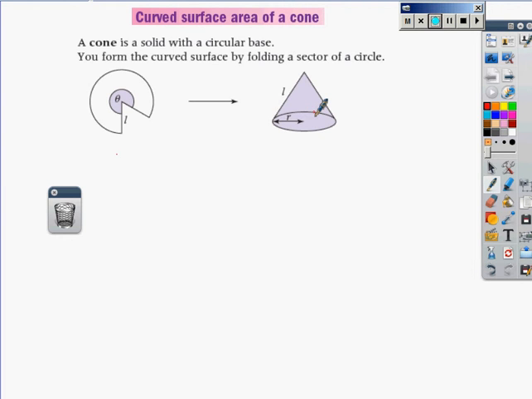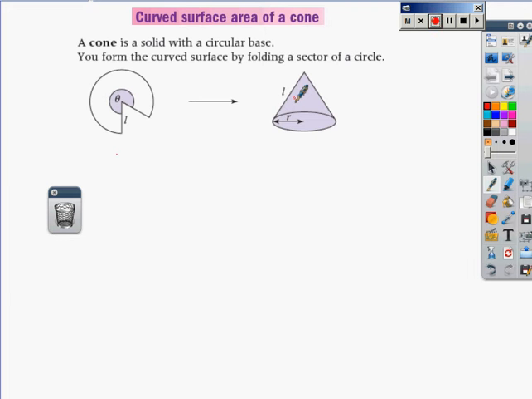Okay, we've got another A/A star topic here, which is another tough one, and we've got a little bit of formulae to make sure we remember as well. So let's have a look at the curved surface area of a cone. We've just looked at the surface area of a pyramid. Now we're going to look at the curved surface area. Now it's just the bit going around the middle of our cone.